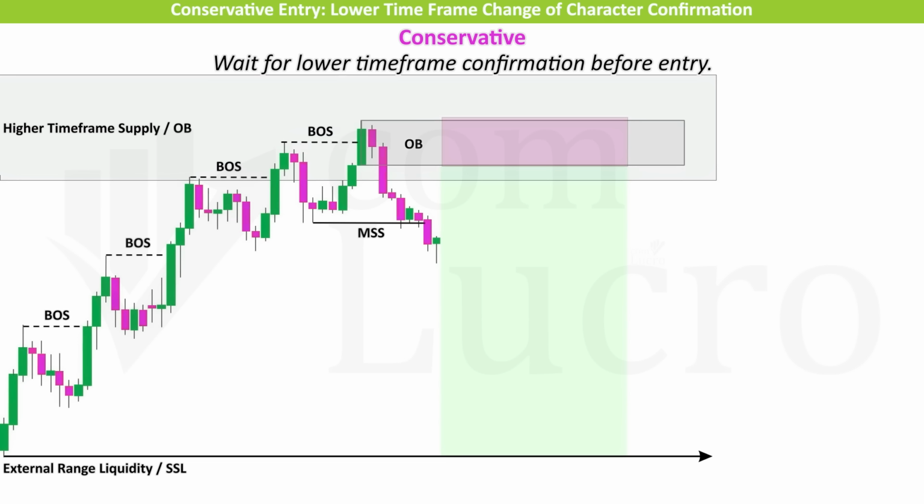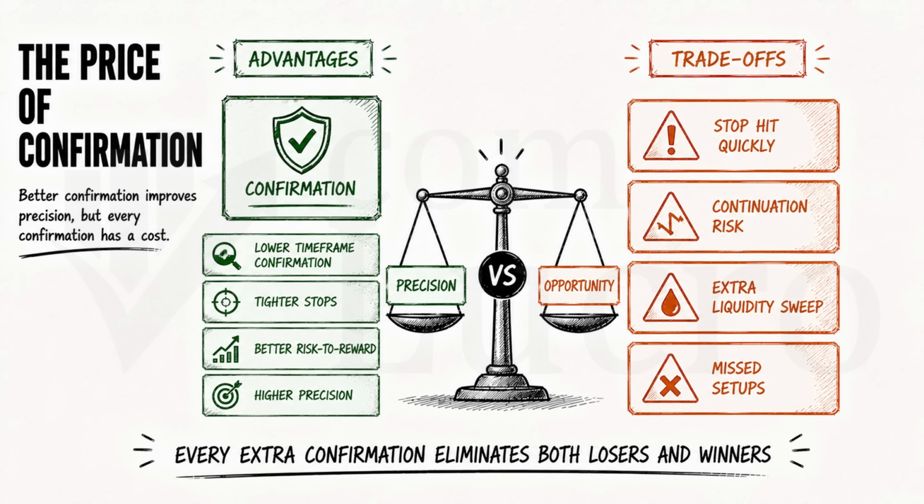In this case, that order block is a lower timeframe supply zone created by the change of character move, with the stop loss placed a few pips above the highest point of that zone. For take profit, we target external liquidity on the higher timeframe. The advantage here is that the reaction at the point of interest is confirmed by lower timeframe price action, which usually means tighter stops and a better risk-to-reward ratio.